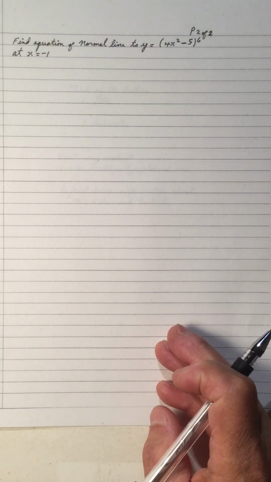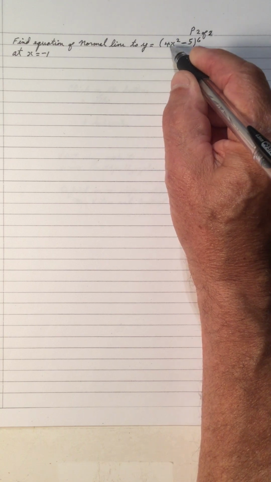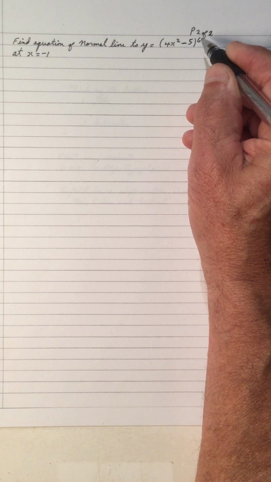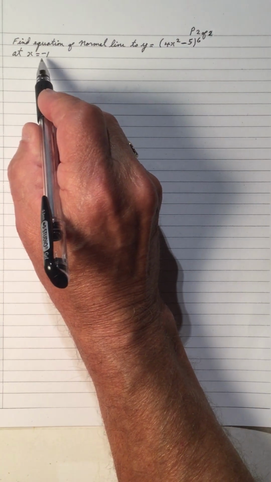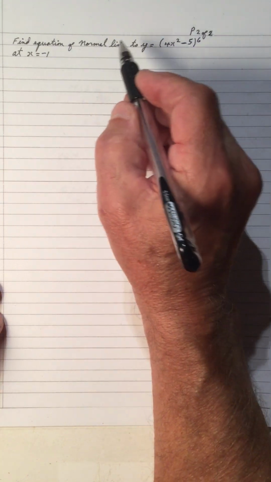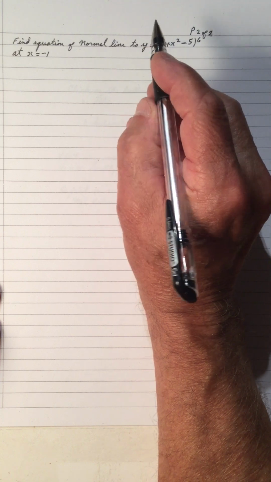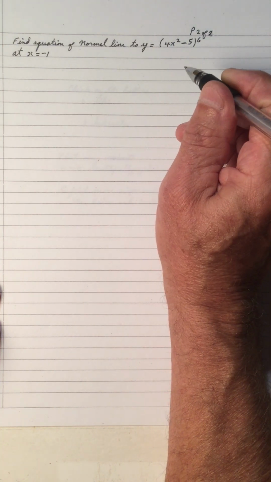This is example number 1. Find the equation of a normal line to y equals (4x squared minus 5) to the power of 6, at x equals negative 1. In order to find the equation of the normal line, we need to find the slope and the y-intercept.